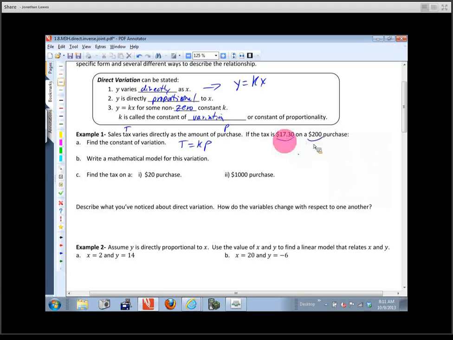The tax is $17.30 on a $200 purchase. So this right here is an instance where we were charged tax for this particular purchase price. What can I do with those two things to help figure out this problem? Yeah, substitute them in, just plug them in, right? So let's do this. $17.30 should be equal to K times 200. And if you want to figure out what K is, divide both sides by 200.